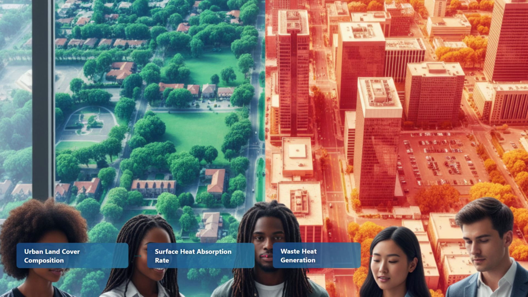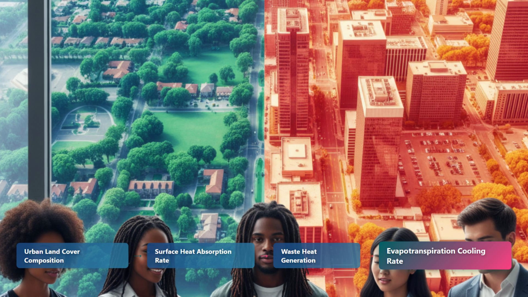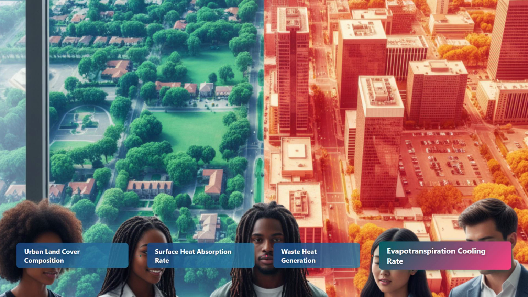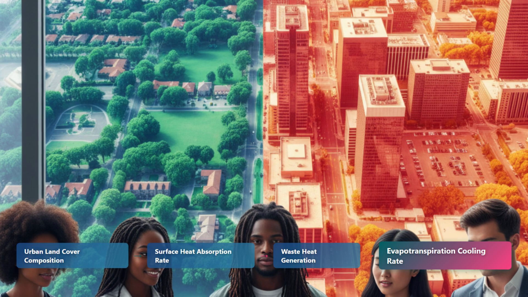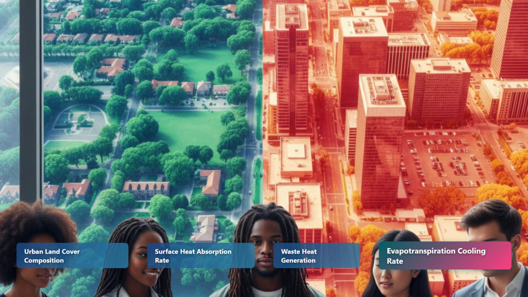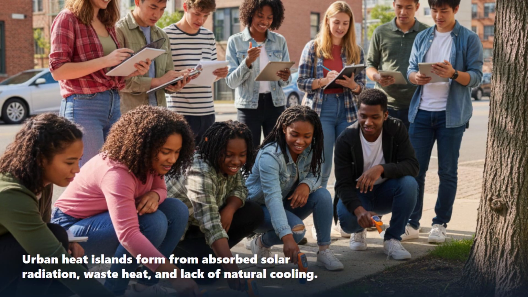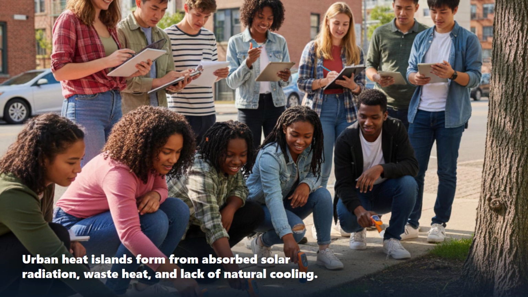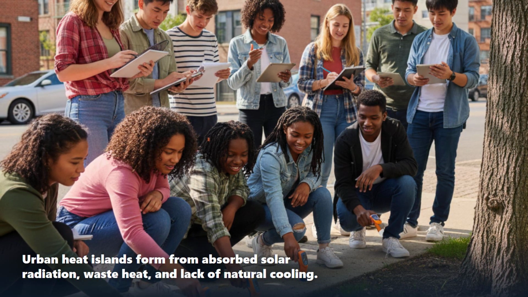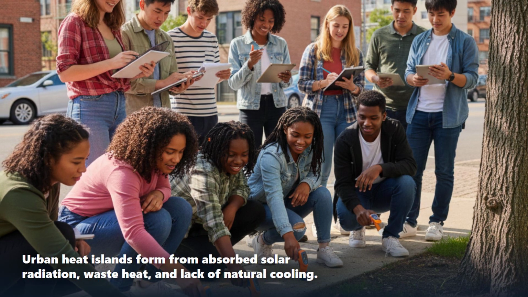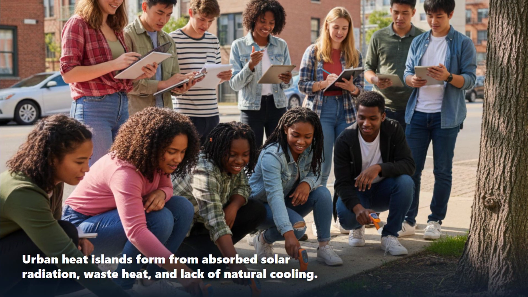Dark surfaces like asphalt and rooftops absorb up to 95% of solar radiation, converting it into stored heat, which dramatically increases the surface heat absorption rate. Meanwhile, vehicles, air conditioning, and industrial processes release waste heat generation directly into the atmosphere. Crucially, replacing natural vegetation with concrete drastically reduces the evapotranspiration cooling rate, eliminating nature's built-in air conditioning. These components work together to raise the ambient air temperature across the city.